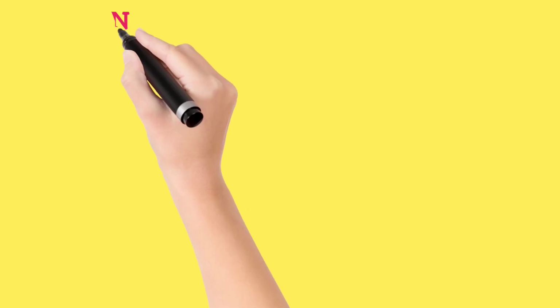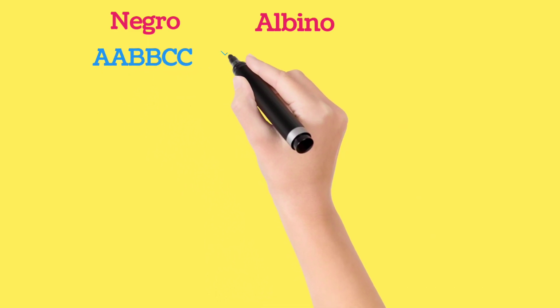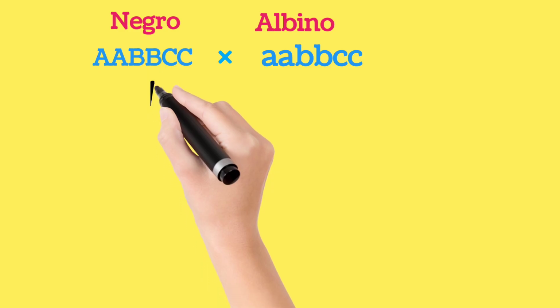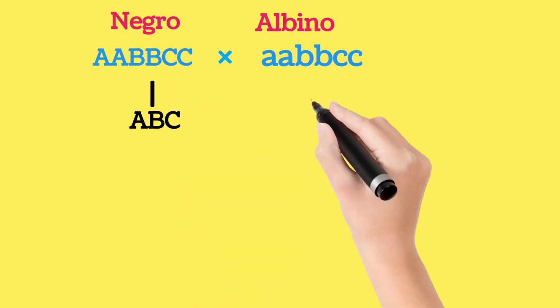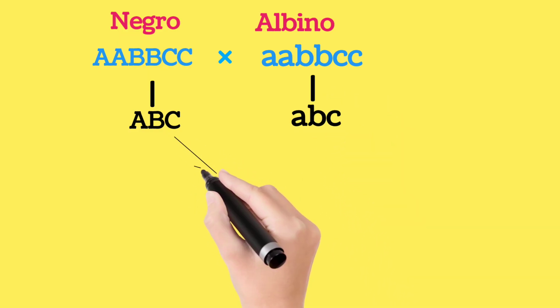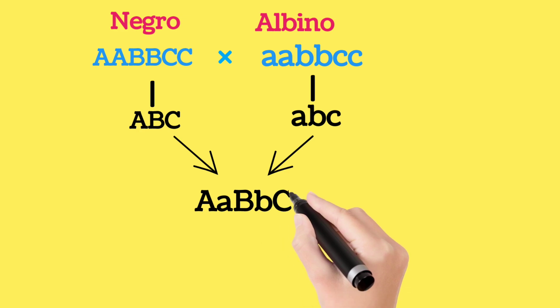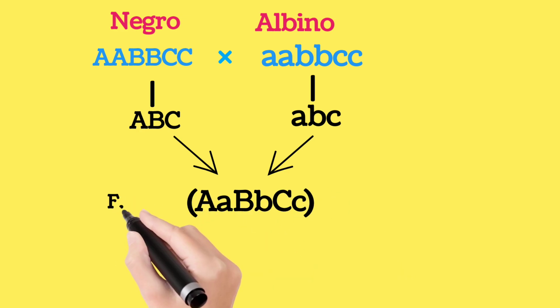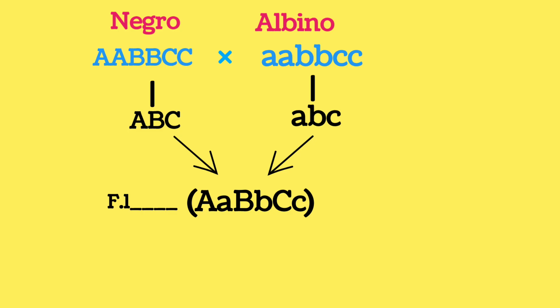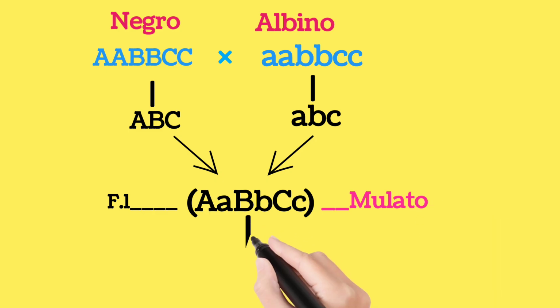Let us cross Negro and albino individuals. These act as parents and this will be the genotype. Negro acts as a dominant parent, albino acts as a recessive parent. The color is controlled by three important genes. Now, Negro will form gametes like this, albino gametes will be formed like this. These two gametes fuse, one acts as a sperm, another as an egg, and it will form the first generation, or we can say F1 generation.